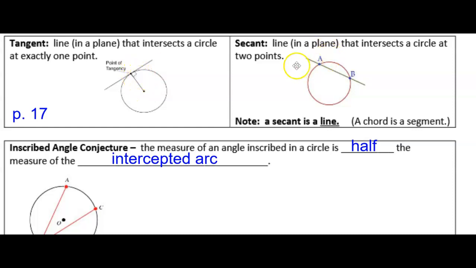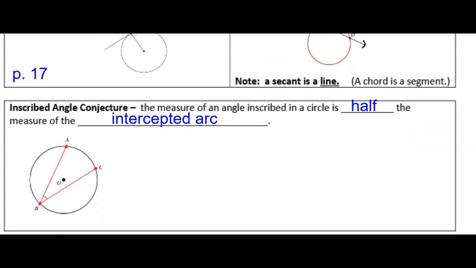Okay, this one is a new one this time. A secant line. This is a line in the plane that intersects the circle at 2 points. So it looks like a chord, but the difference is this is a line. So it's going to keep on going forever and ever and not just stop at the edge of a circle like a chord does.